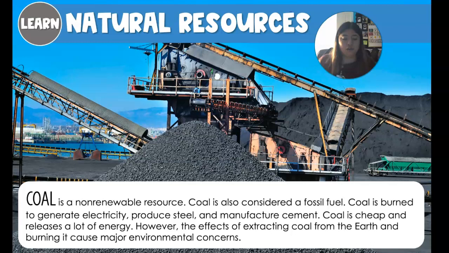So even though coal gives us energy, it is bad for the environment.